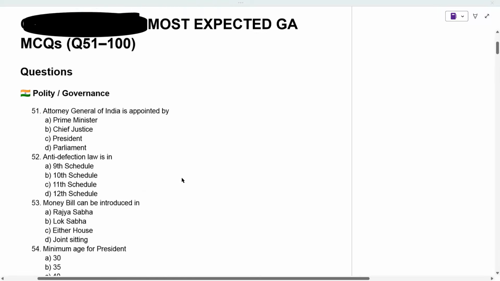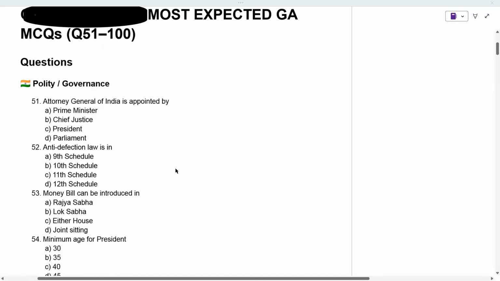Now, the first question here: Attorney General of India is appointed by option A, Prime Minister, B, Chief Justice, C, President of India, D, Parliament. But the answer for this question, I think you know, is President of India, right? Now, anti-defection law is in which schedule? 9th schedule, 10th schedule, 11th schedule, and 12th schedule.